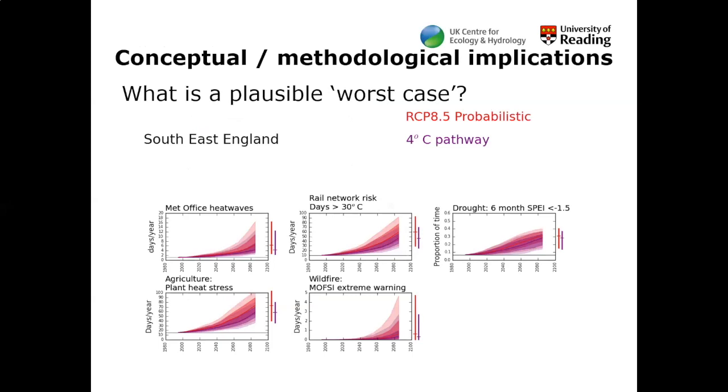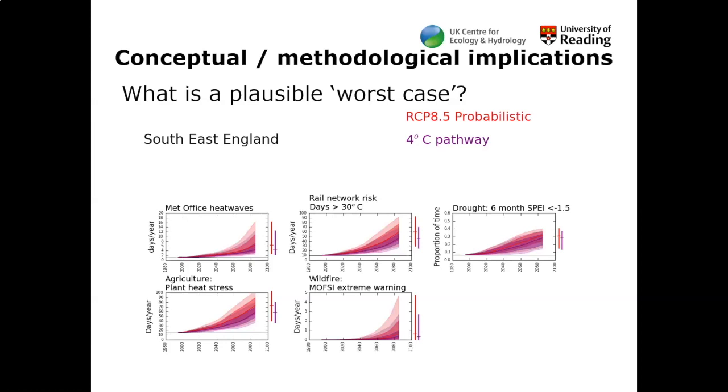Now, 3 what I've called conceptual or methodological implications. One is, well, what do we really think is a plausible worst case? RCP 8.5, which is the projection that's used as the top end in the UKCP18 projections, is actually quite high. It's got a big increase in temperature. There's a lot of discussion in some communities about whether RCP 8.5 is unrealistically high. That's a slightly different discussion, but is it really extreme? And how does it compare with what could be a 4-degree pathway, which is really quite plausible?